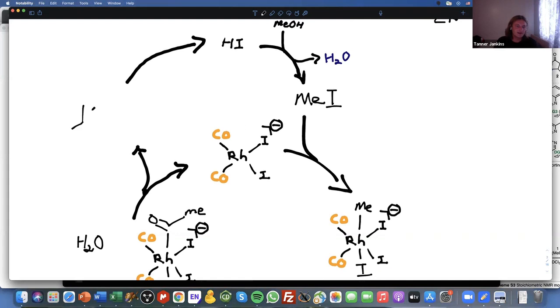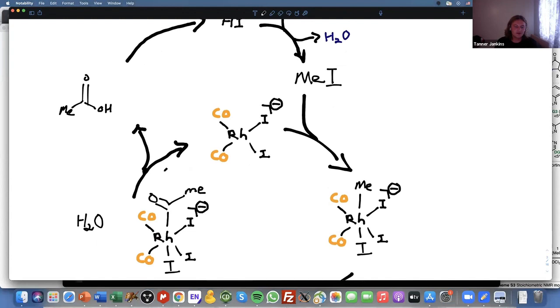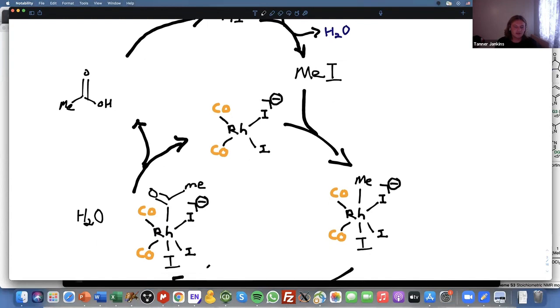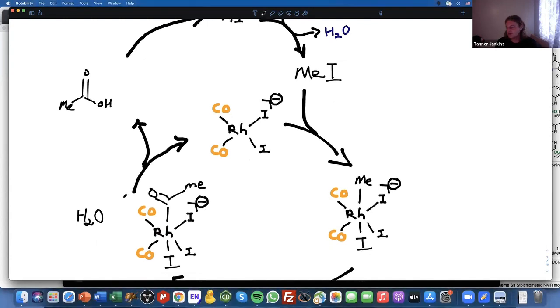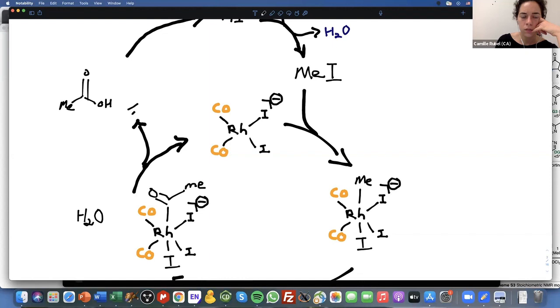However, imagine that before water can attack this complex, you get a unimolecular reaction of simply just things already in the coordination sphere of this rhodium center. And so if you were to envision that, what do you think you would get? Do you do reductive elimination to form the I?